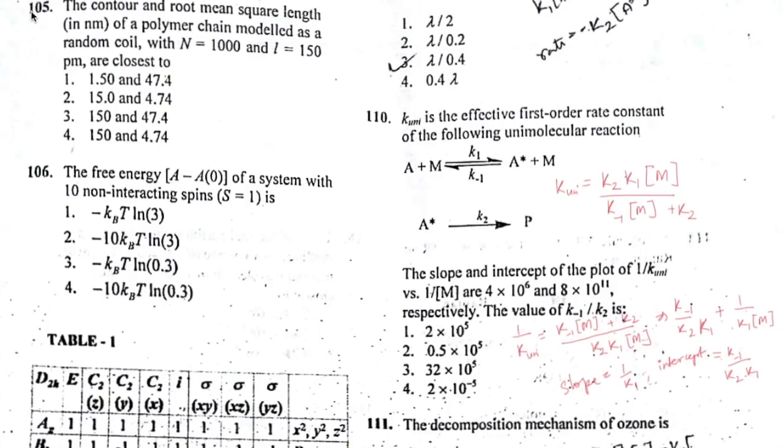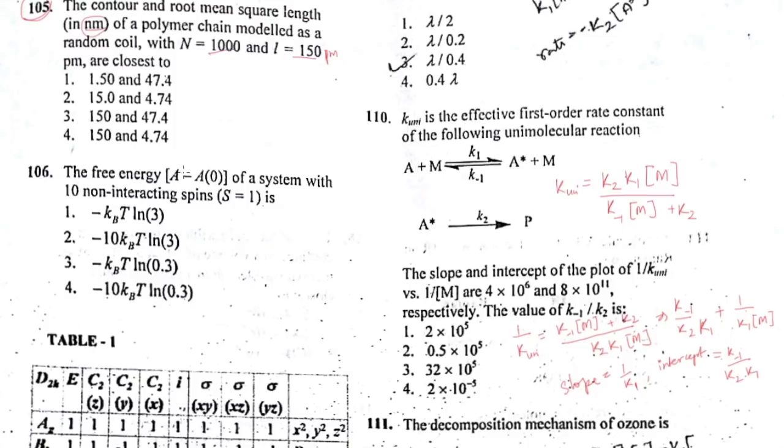That was your question number 105, and it says the contour and the root mean square length in nanometer of the polymer chain modeled as a random coil with n equals 1000 and L equals 150 picometer. So basically this is given in picometer and they have asked in nanometer, so you should be very careful about the units over here. The formula was very simple, very direct.